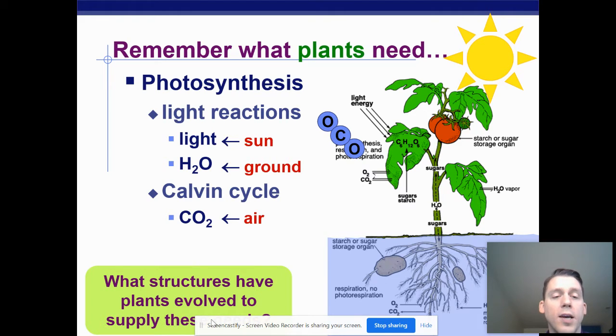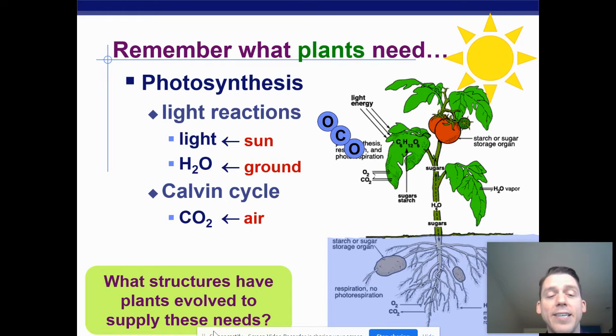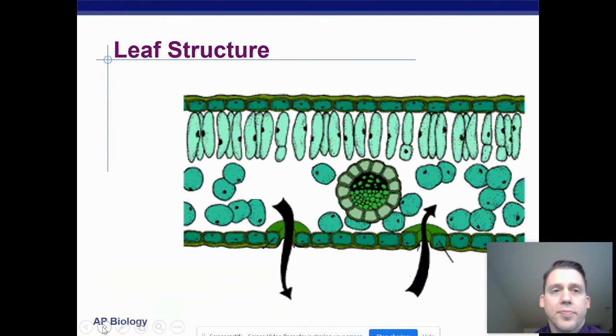So what structures have plants evolved to supply these needs? Leaves evolved to be flat and broad. Although not every plant has flat and broad leaves, many do, and that's to collect as much light as possible. Plants have evolved roots that absorb water with a high surface area. That's why roots have root hairs, to absorb as much water as possible. And the CO2 enters through the leaf.